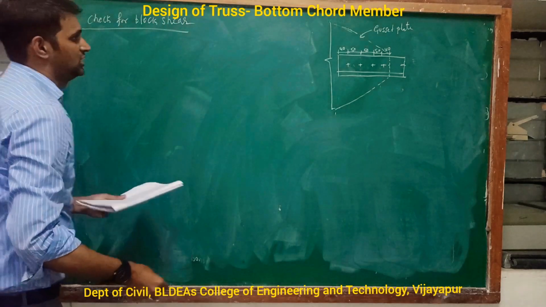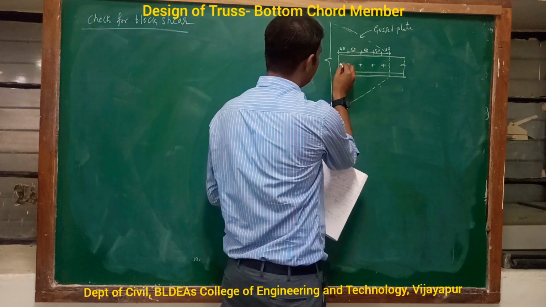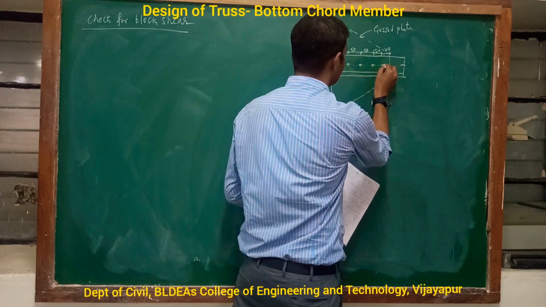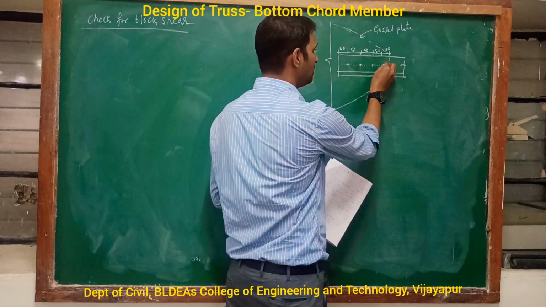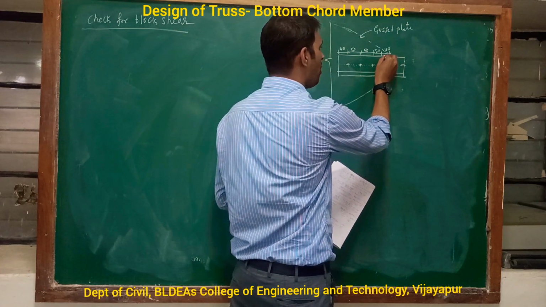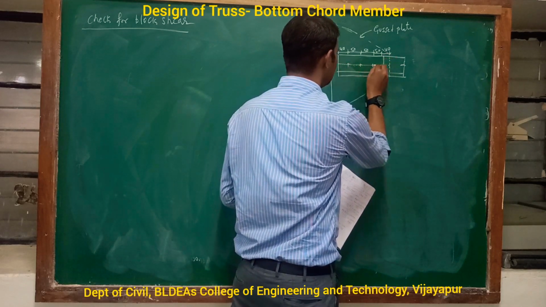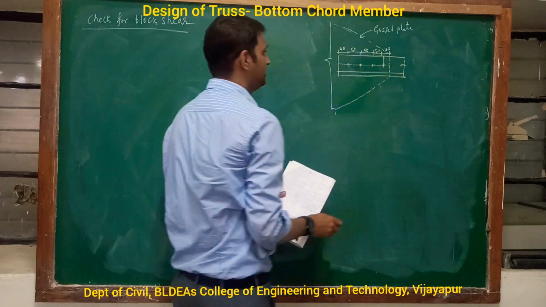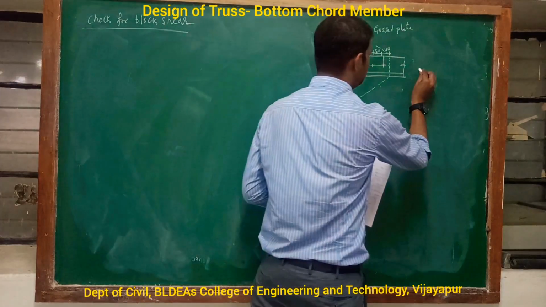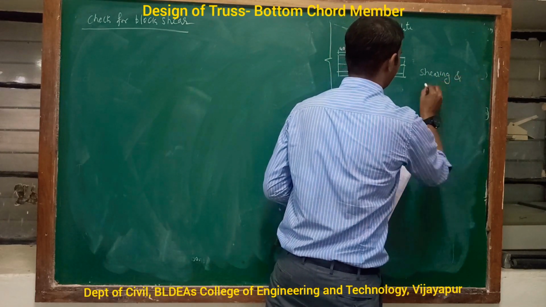Check for block shear. Now first we should understand the block shear failure pattern. Block shear tends to happen along the bolt line, reaches the innermost bolt, then turns towards the toe of the angle. So along this line, the block shear failure pattern will take place. Now block shear is a combination of shearing and tension.